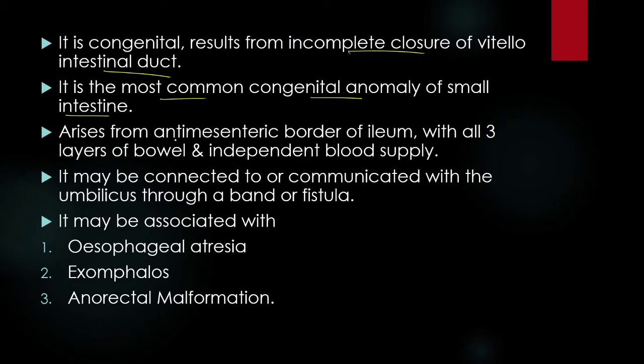It arises from the antimesenteric border of the ileum with all 3 layers of bowel, and it is independent of blood supply. It may be connected to or communicated with the umbilicus through a band or fistula. It may be associated with esophageal atresia, exomphalos, anorectal malformation.